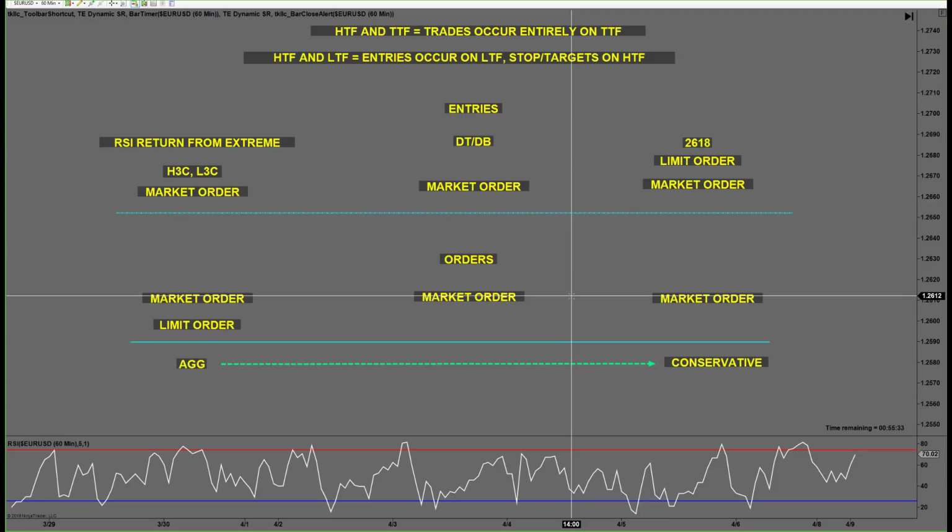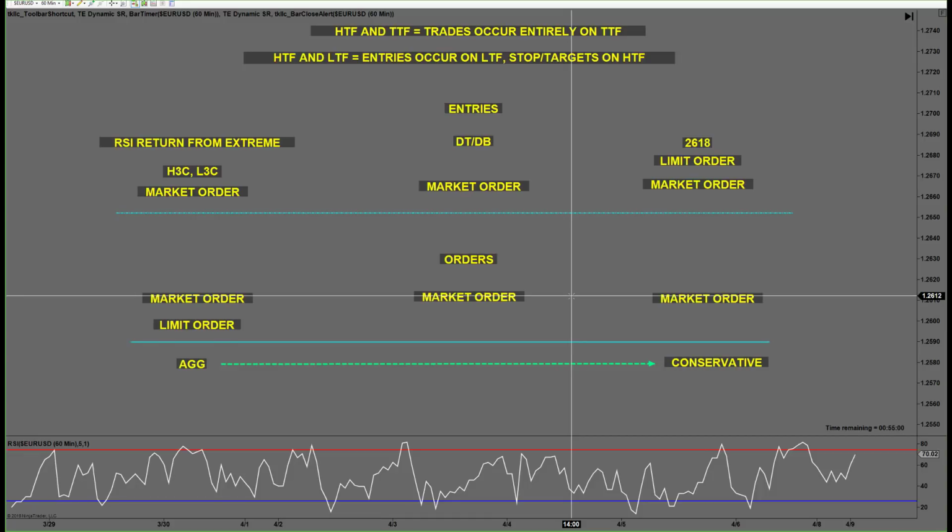Now, 4 hour, conversely, let's say I'm using HTF and LTF. HTF is my bias, trend, counter trend, structure levels maybe, RSI extreme conditions, that kind of stuff. And on the trading time, or the LTF, say it's also the 60, I'm looking for that entry: return from RSI extreme, H3C, L3C, double top, double bottom, 2618. And I use those to get into the market. Now I got to pay attention just like I described to you. Every hour or so, I got to come and look at the market, especially if I see that something is setting up.